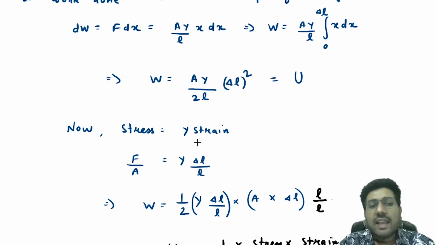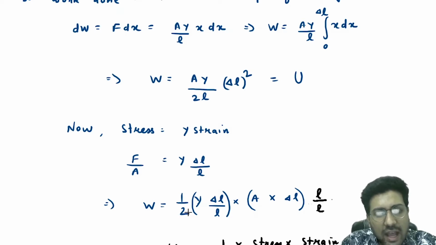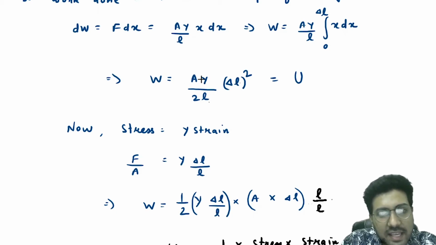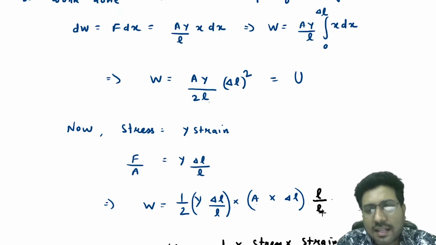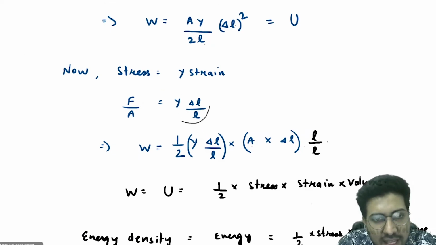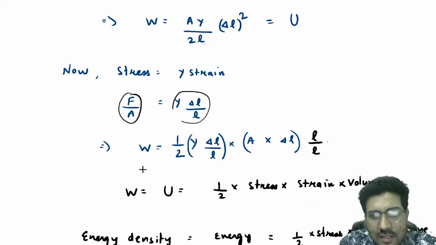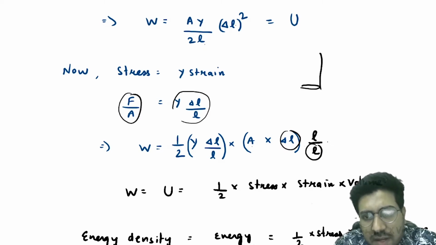Now again you know that stress is equal to Y strain. So F by A is equal to Y delta L by L. Now here you can write this as half into Y delta L by L, multiplied by this A remaining and one delta L also remaining, multiplied by A delta L multiplied by L divided by L. What I have done here is I have just multiplied by L and divided. From here, Y delta L by L is nothing but stress. Delta L by L is nothing but strain. And area of cross section multiplied by length is volume.